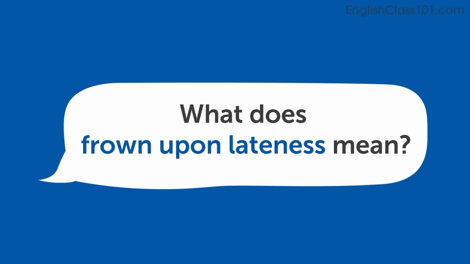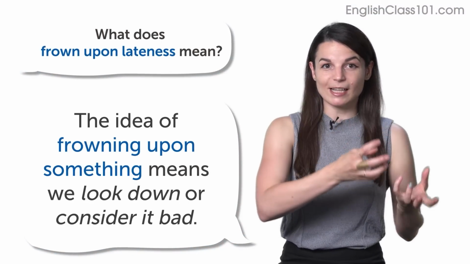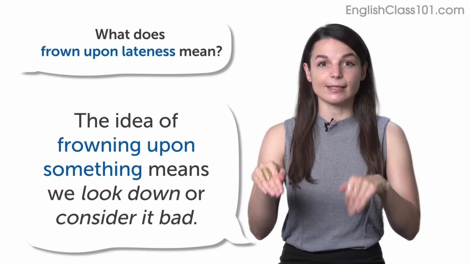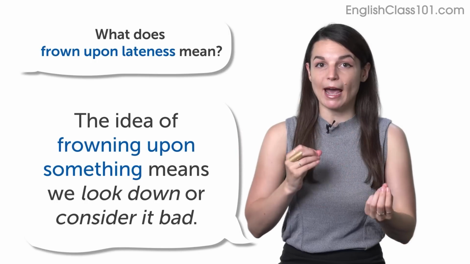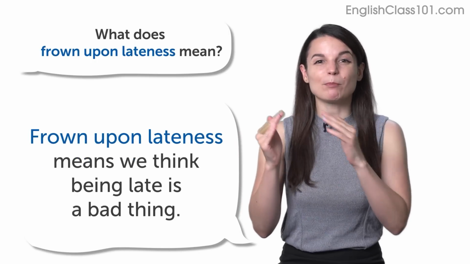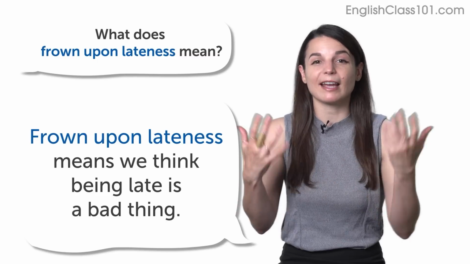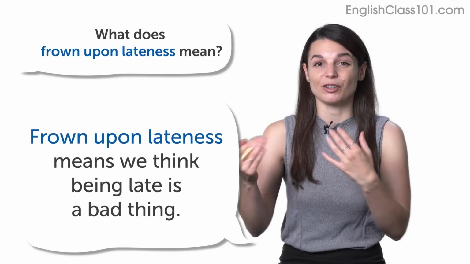Hi Eden. Eden says, time is important in the United States and many people frown upon lateness. What does it mean to frown upon lateness? Thanks, Alicia. Great question. Yeah, this idea of frown upon something means we look down on something or we consider something bad. In this case, frown upon lateness means we think that being late is a bad thing. So if you are late, it reflects badly or poorly on your character.